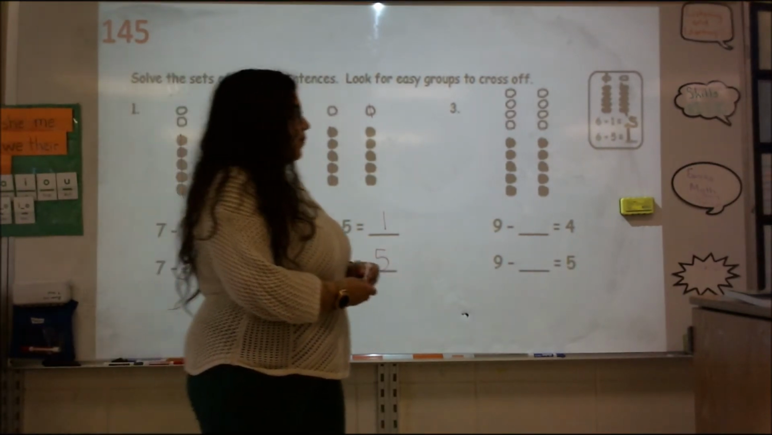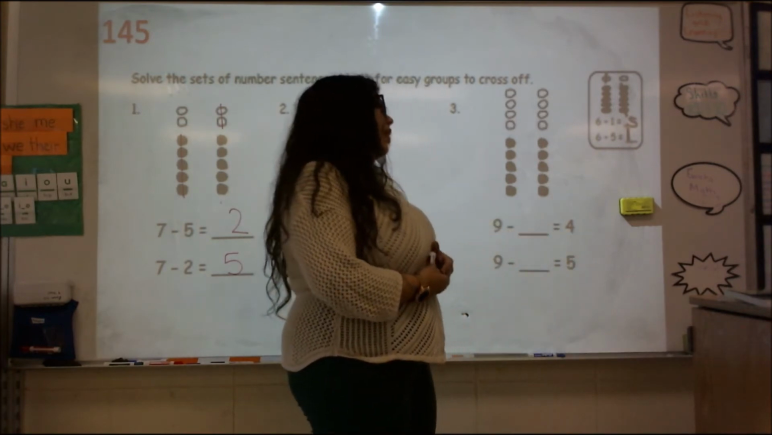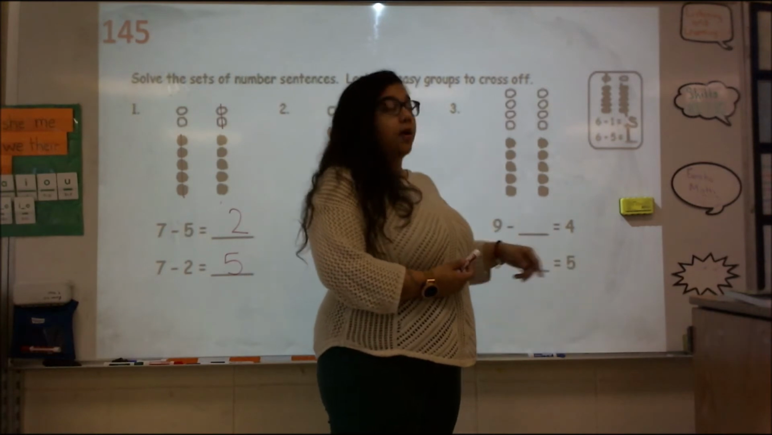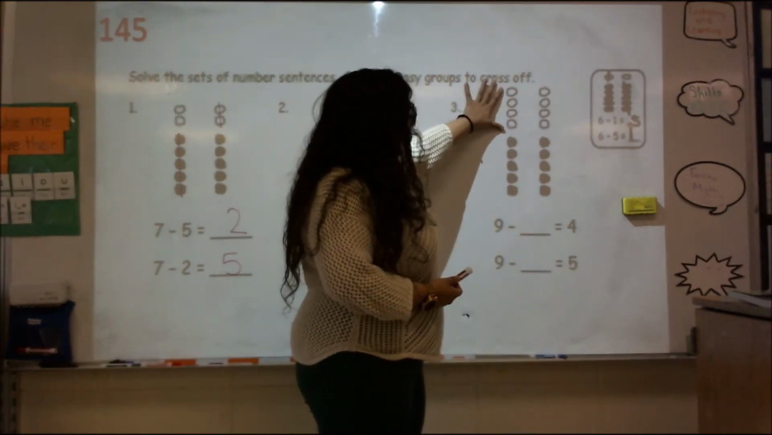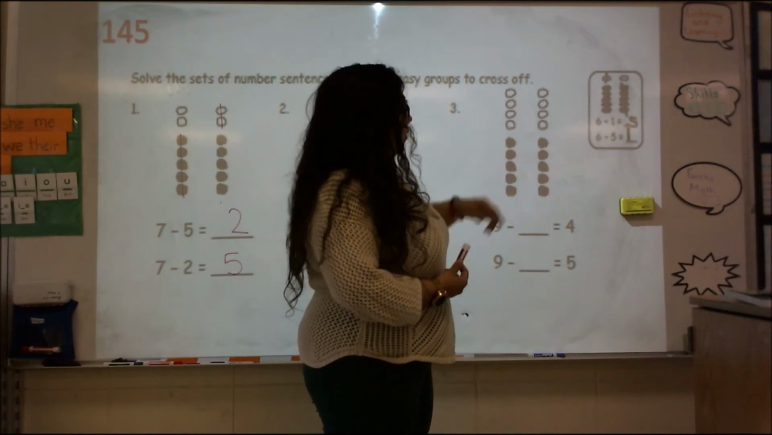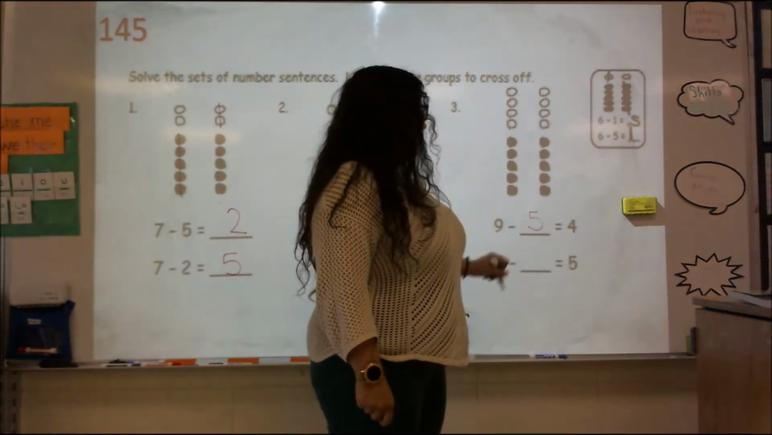Let's do another one. 9 minus blank is equal to 4. Okay, we're not going to try and cross off this part. We're going to cross off the part we know, which is 4. Should I cross off 4 from here or here, from the 5 group? From here. And we'll see we're left with a complete 5 group.